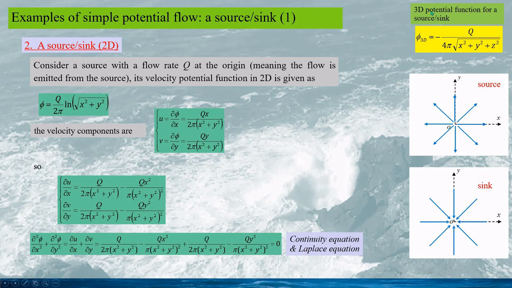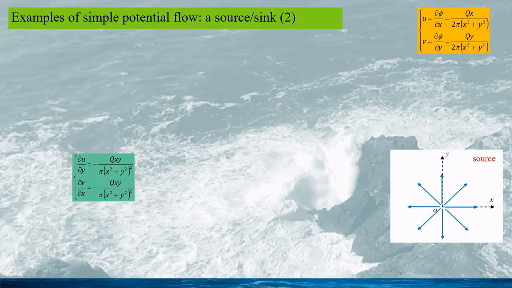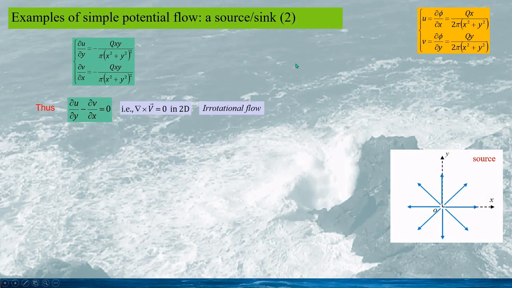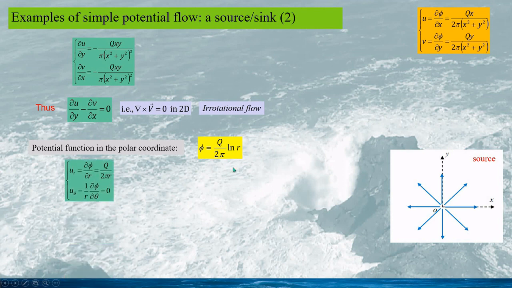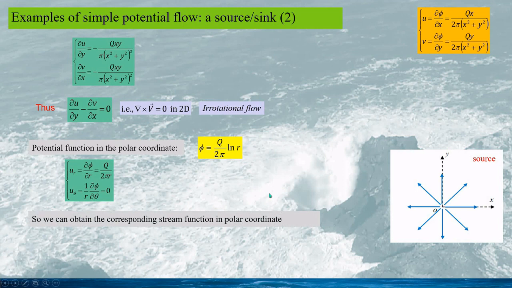For reference, the 3D potential function for a source is given as this. We can also check that the curl of the velocity vector for such a flow is 0, given here. So the flow of a source is an irrotational flow. The potential function can also be given in polar coordinates, the velocity potential given by this, and the corresponding radial and tangential velocity components are this. So based on the velocity component definition from the stream function, we can have the equation as this. Thus, we can obtain the stream function psi.